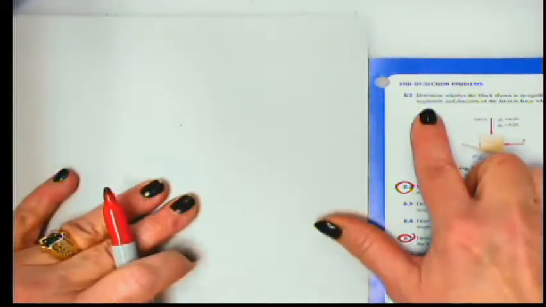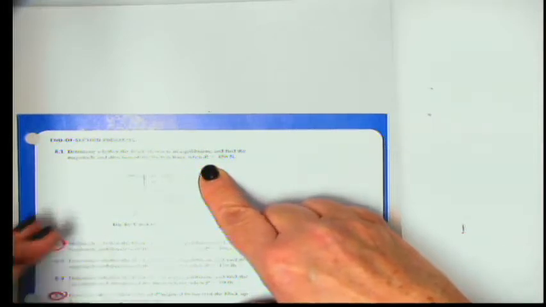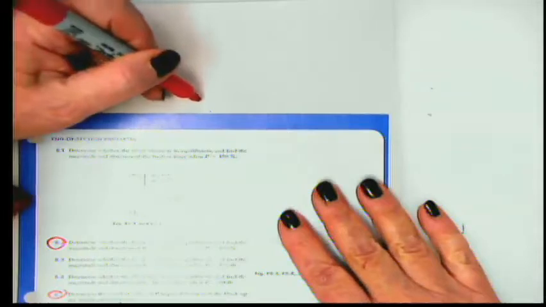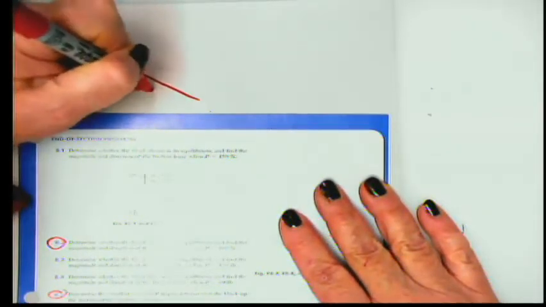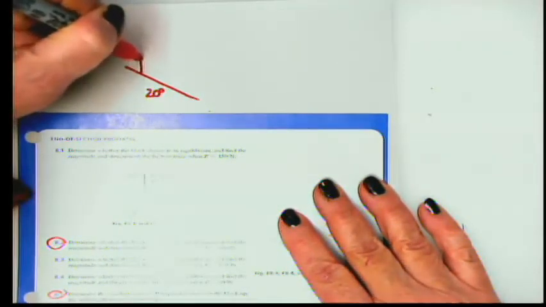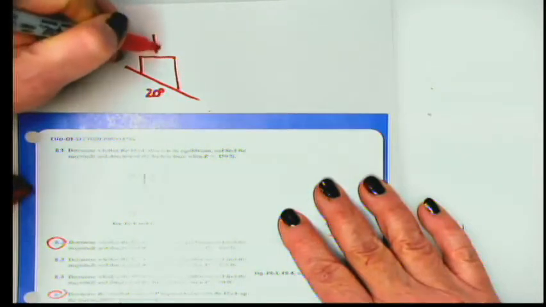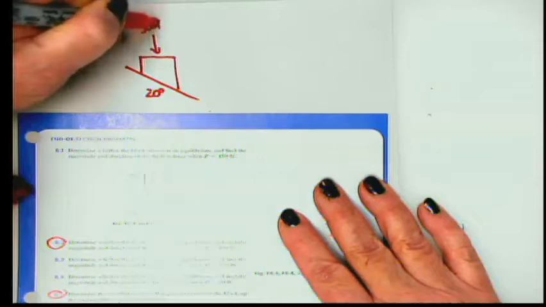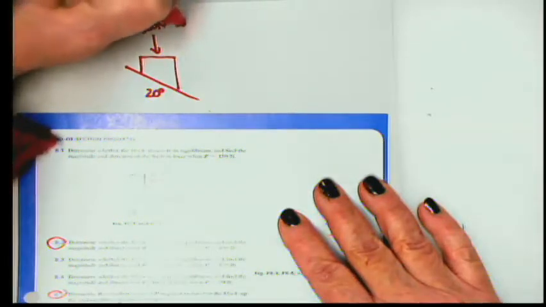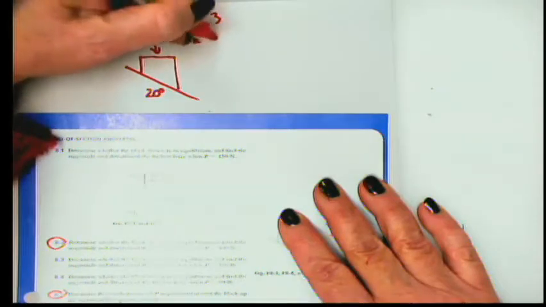The problem text says, determine whether the block shown is in equilibrium and find the magnitude and the direction of the force when P is equal to 150. All right, so what we have is an inclined plane, the angle of which is 20 degrees. We have an irregularly shaped block that's being pushed down upon with a force of 500 newtons. We're told that mu sub s is equal to 0.3 and mu sub k is equal to 0.25.